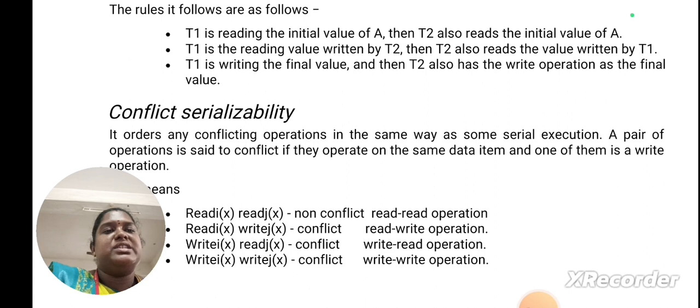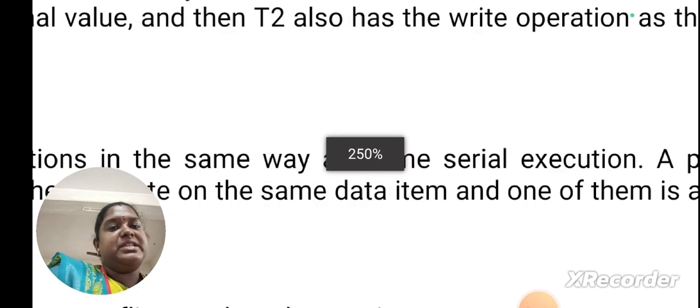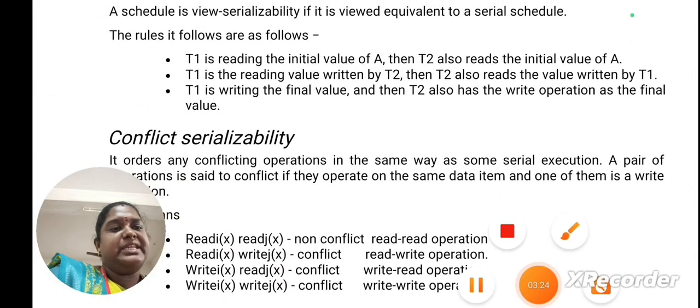Conflict serializability means any conflicting operations are ordered in the same way as in some serial execution. A pair of operations is said to conflict if they operate on the same data items and one of them is a write operation. These write operations are what matter in conflict serializability.